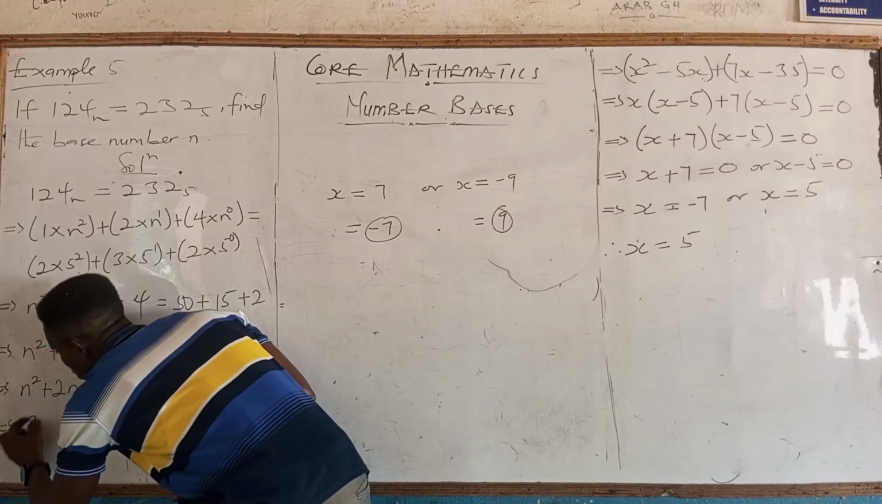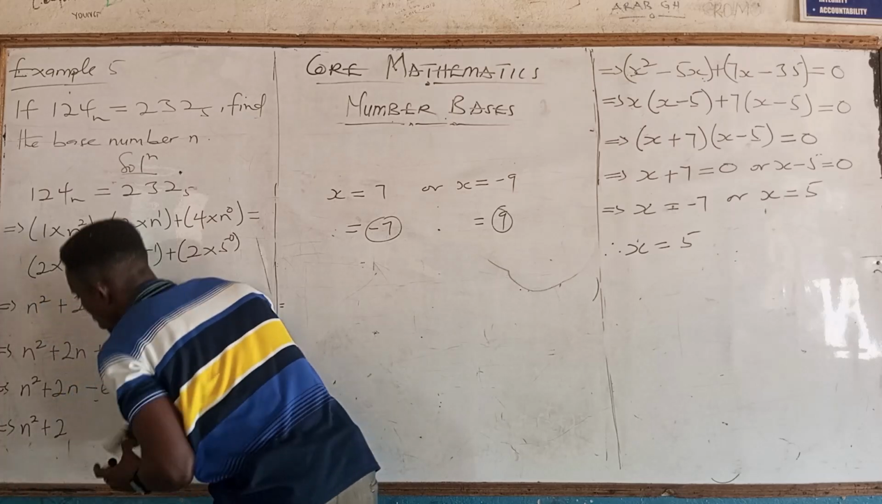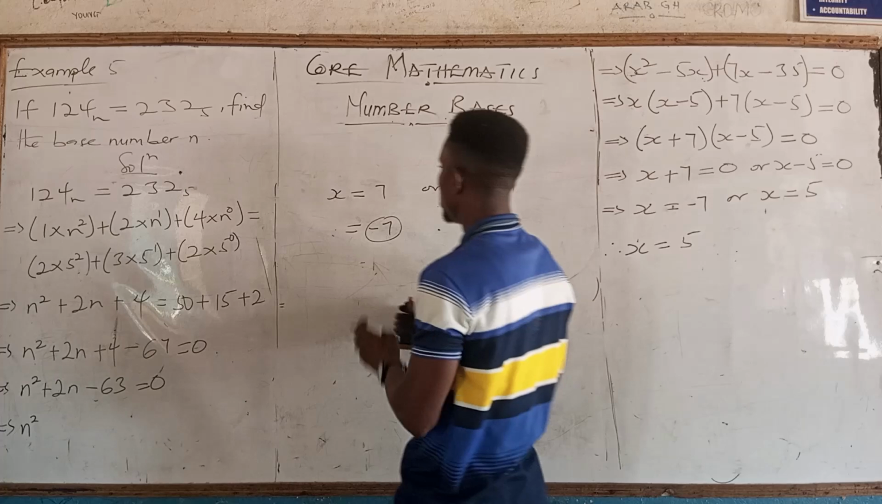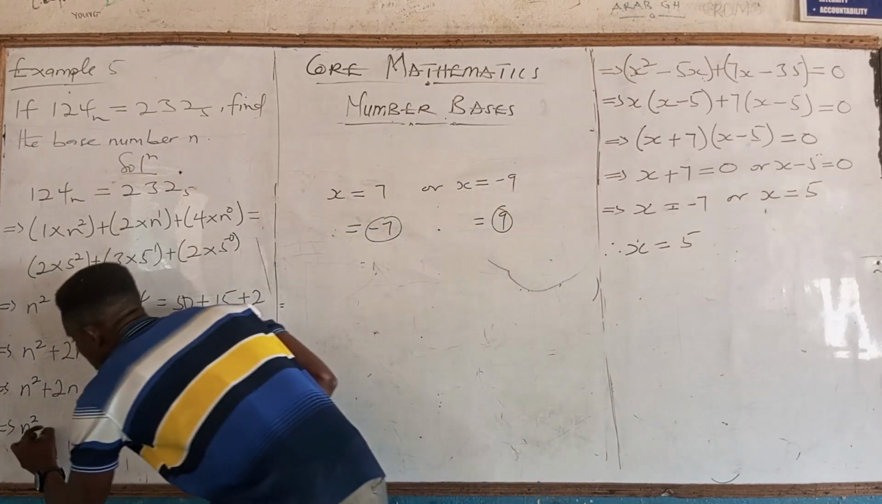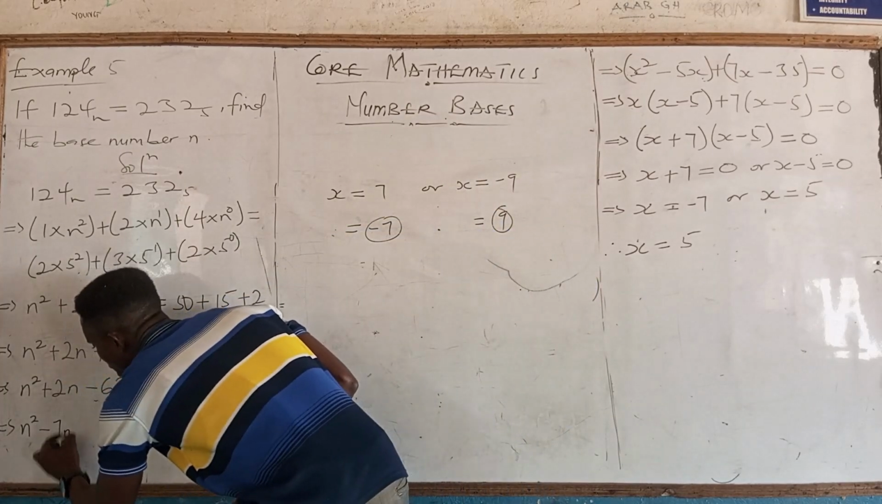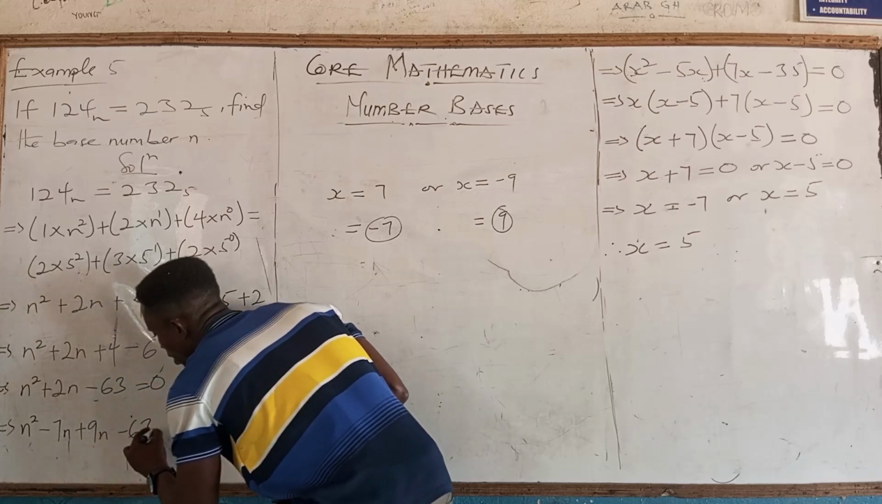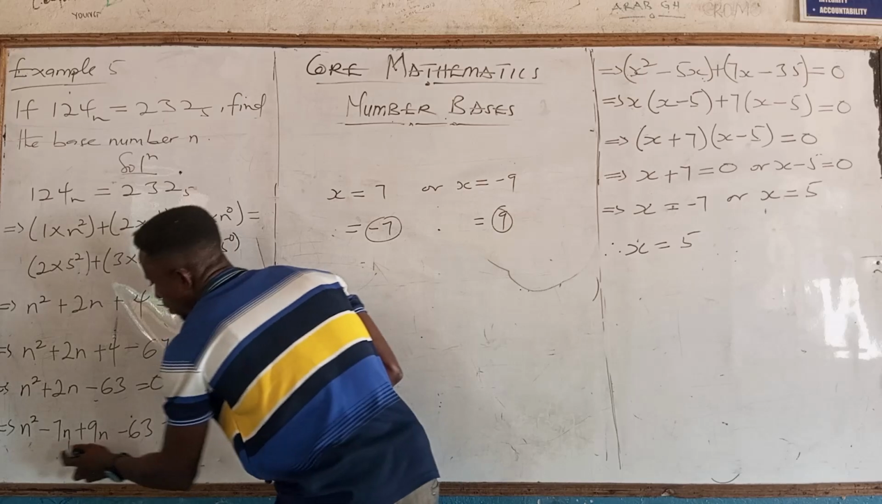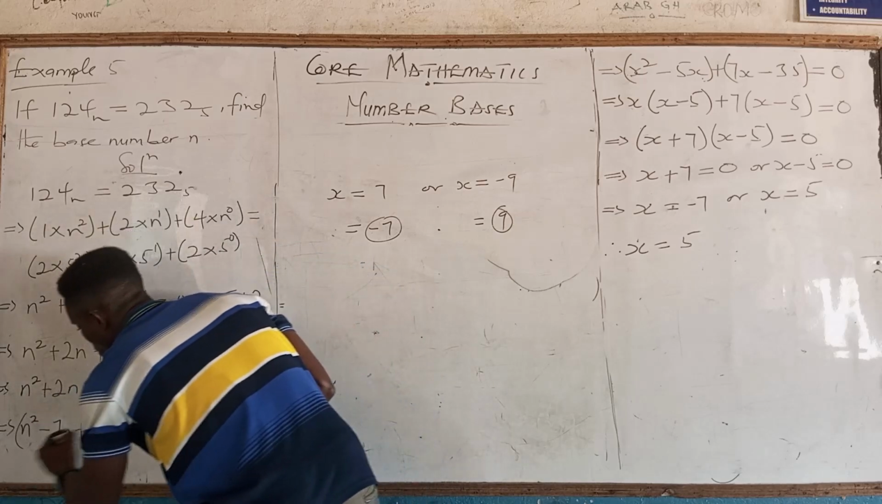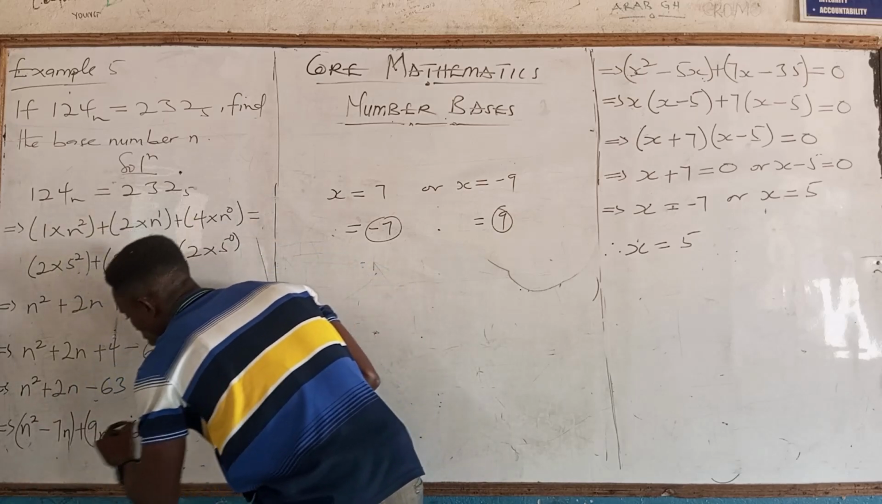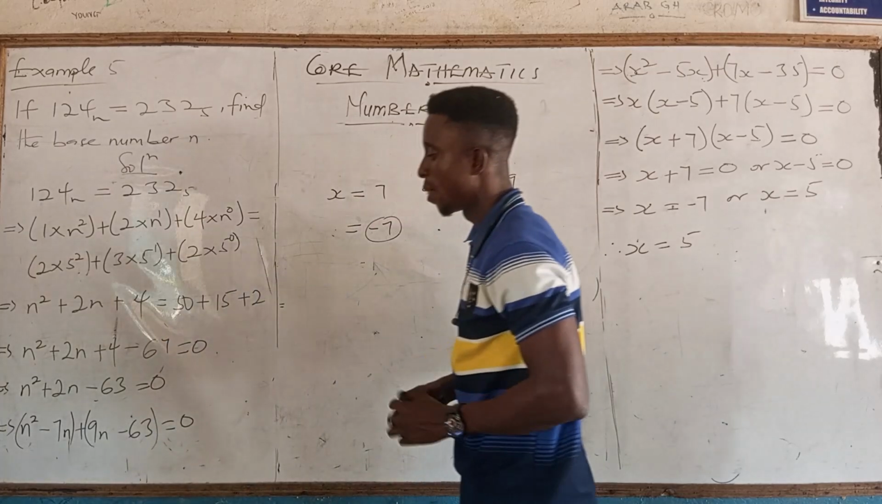We now say n squared plus 2, sorry, it will not be plus 2. We are having negative 7, so I can say minus 7n, then plus 9n, minus 63 is equal to 0. Because this plus this will get us back there. So we now group into 2, 2, then we proceed.